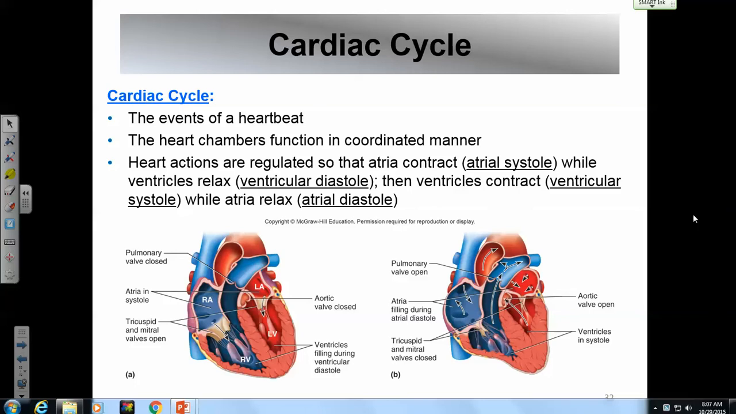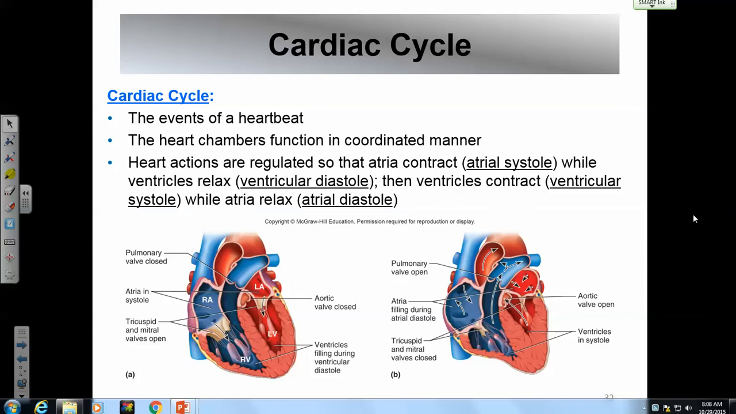However many heartbeats you have in a minute, that's how many cardiac cycles you have in a minute. When that occurs, you have atrial contraction, atrial relaxation, ventricular contraction, ventricular relaxation. The cardiac name for a chamber contraction is called systole. And the cardiac name for a chamber relaxation is diastole.